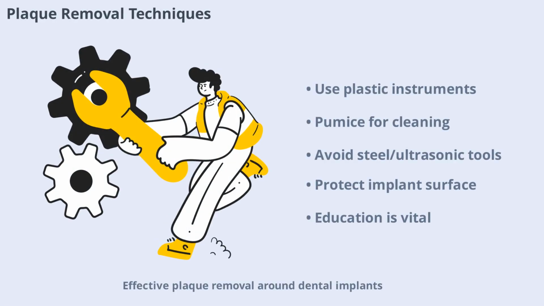Effective plaque removal around dental implants is essential for preventing and managing peri-implantitis. Plastic instruments and pumice are recommended for cleaning, as they are gentle on the implant surface. Conventional steel or ultrasonic instruments should be avoided because they can scratch or damage the implant, increasing the risk of bacterial colonization. Regular professional cleanings and patient education are key components of successful plaque control.